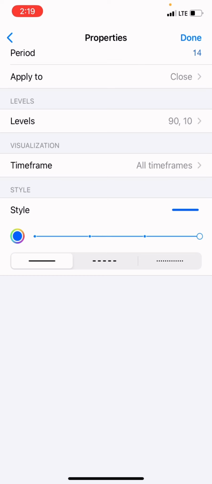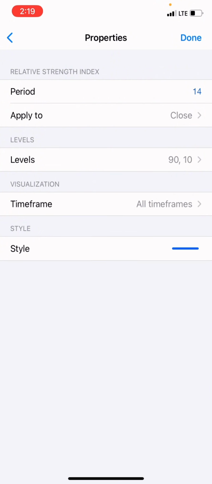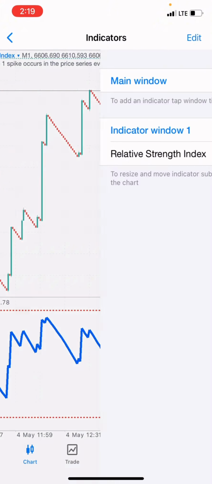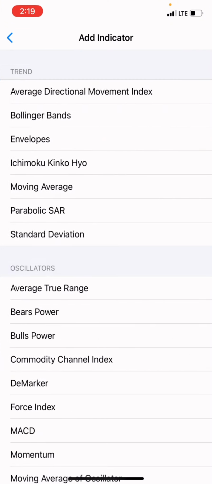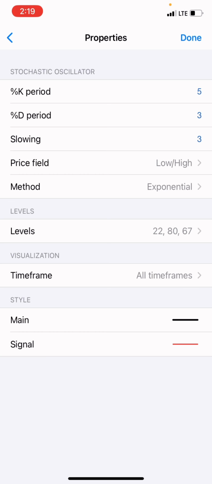The time frame is going to be on all. Then the style right here is going to be on 4 pixels, which is this line here, and the pattern, which is this trend line, I'm going to put it on this first straight line here, while we use the color blue. Then click on done. Then we put on indicator window 1, see stochastic oscillator here.